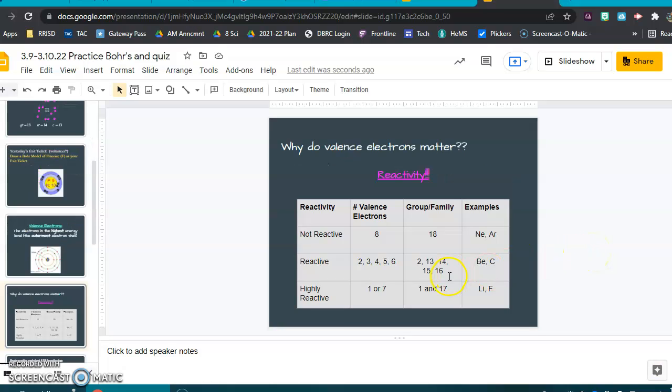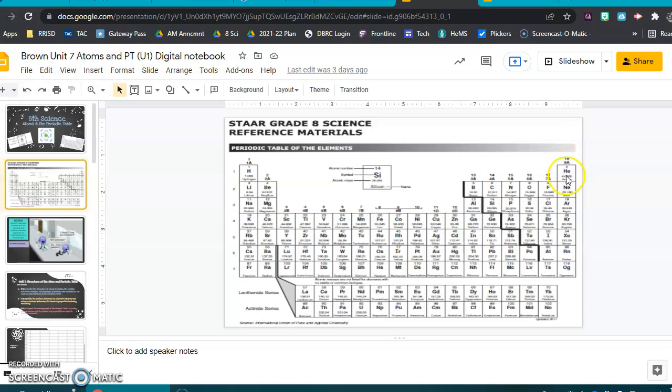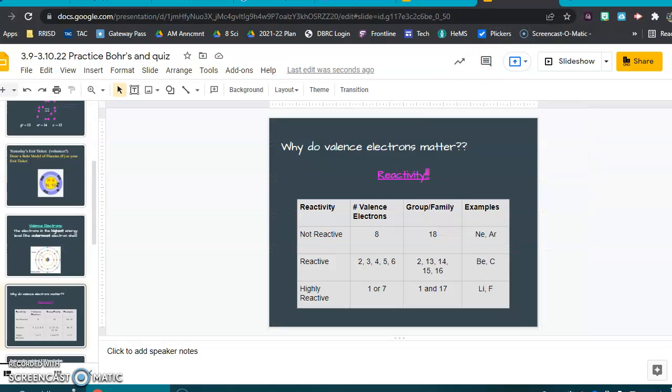So why do they matter? Because they tell us the reactivity of the element, how well it's going to react with others. So our little friends here, valence electron of 8, group family 18, neon, argon, and that is our noble gases. That's this group right here. They are not reactive at all. Okay? So our highly reactive friends are in 1 and 17.